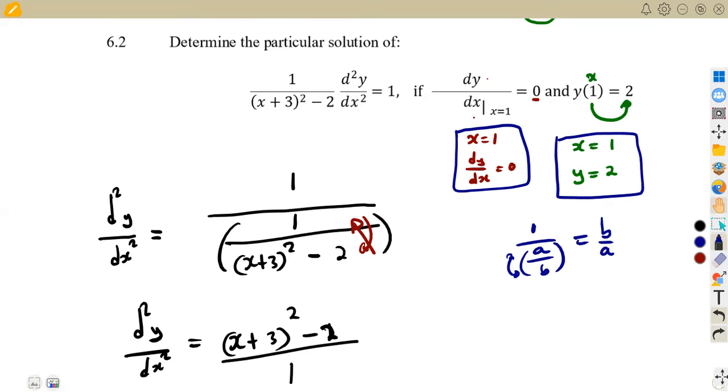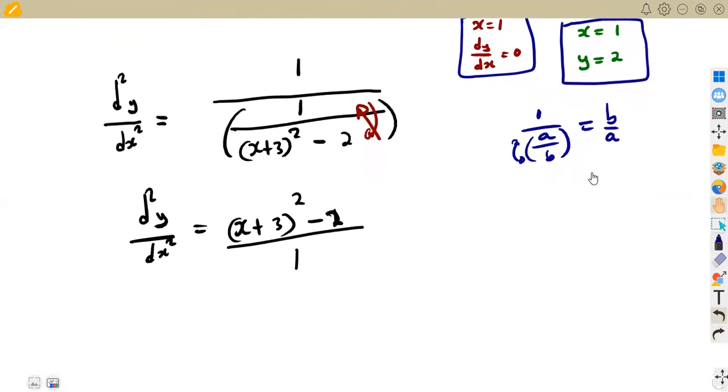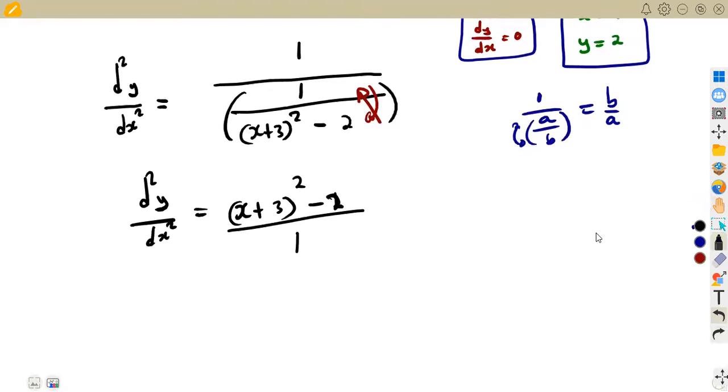So what I am trying to say is that instead of writing this expression the way that it is, you can simply write it as the second derivative of y with respect to x is equal to x plus 3 squared minus 2. We have divided by 1, but the concept is that for the inverse, you have to interchange the numbers. It was a over b, now it's b over a. You interchange, that is 1 over a condition. So now we can integrate both sides.